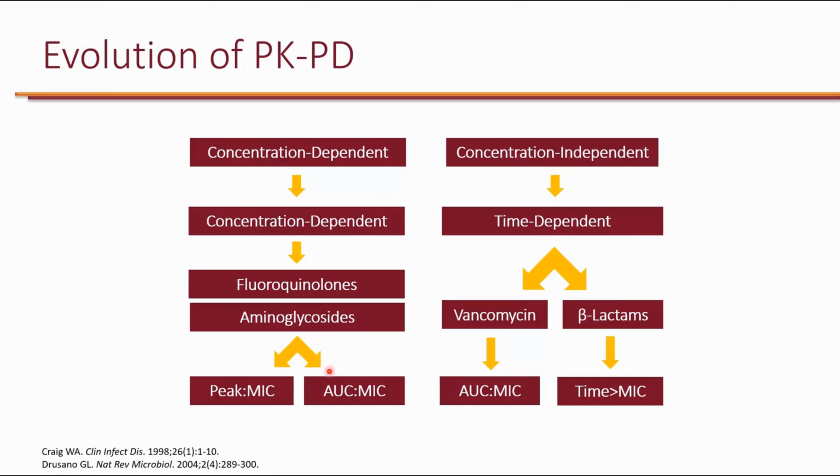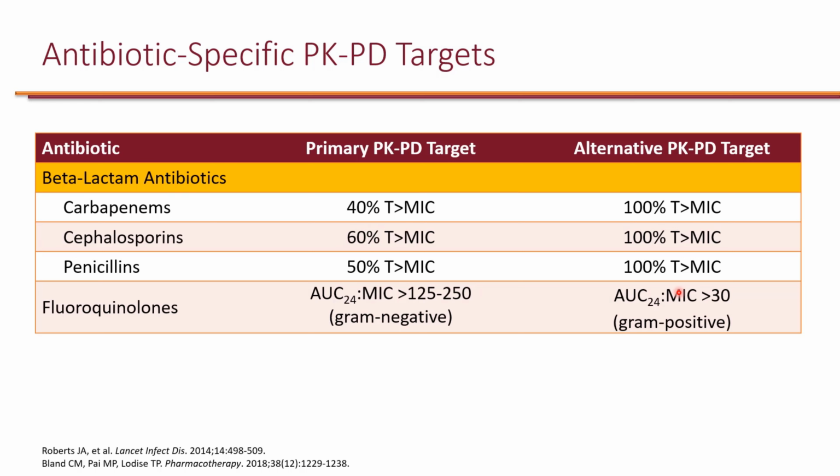For some antibiotics, AUC to MIC means concentration dependent, and for some antibiotics such as vancomycin, it just means time dependent. Now here you can see that the PK/PD target for beta-lactams is time above MIC. For carbapenems specifically, you need time above MIC for at least 40% of the dosing interval to get bactericidal activity, whereas for cephalosporins, at least 60% of the dosing interval is required. For penicillins, it is 50% time above MIC. It is also alternatively proposed that time above MIC is best increased to 100% of the time, especially in critically ill patients, in order to maximize the efficacy of these beta-lactams.